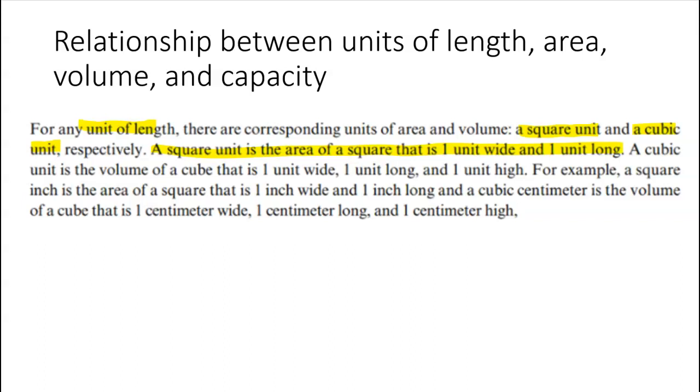A square unit is the area of a square that is 1 unit by 1 unit. We're going to have much better drawings in a moment. If it's 1 unit by 1 unit, the area covers it 1 by 1. So that is a square unit.